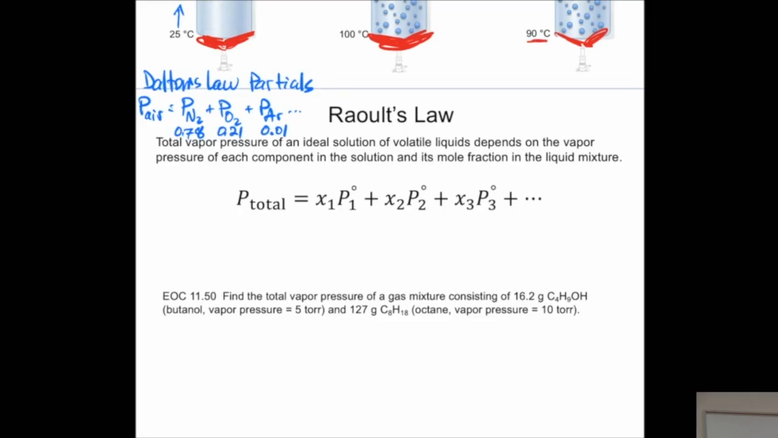And Raoult's law is no different. We're going to now add up the partial vapor pressures of every volatile liquid that's in a mixture. So it's not a gas mixture now. Now we have a liquid mixture.